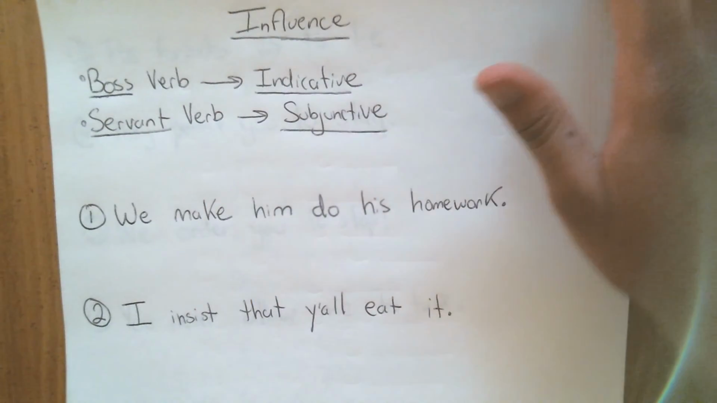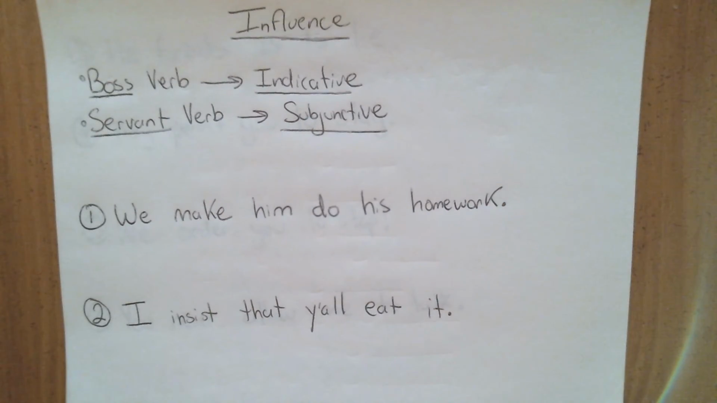And now we get into the final exception for the whole indicative is things happening now and subjunctive is expectations and uncertainties. This is the final example where the subjunctive can be used to talk about something that actually does happen.